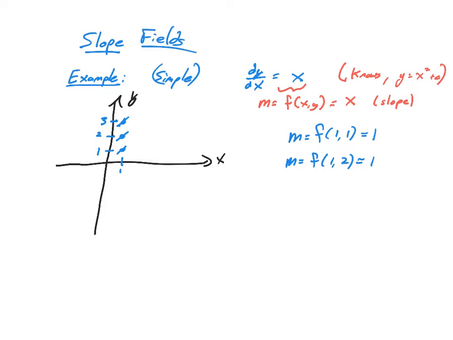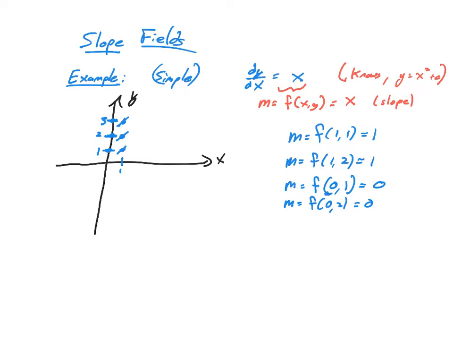Now let's do one even easier, how about f of 0, 1? Well, in that case, I'm going to put a dot down, and the slope is 0, because it's just whatever the x value is. So the slope is 0 for each one of these little guys. So m of f of 0, 2 is 0.